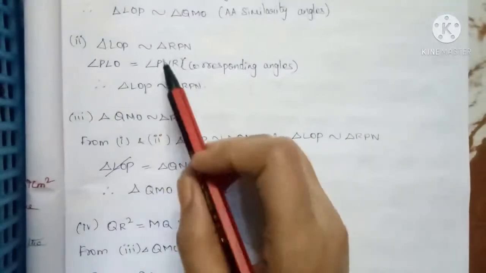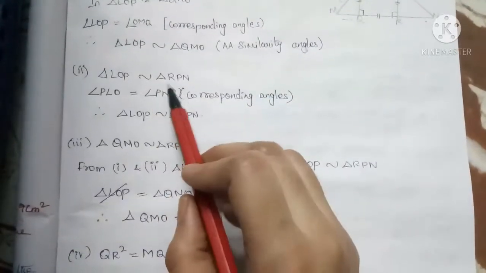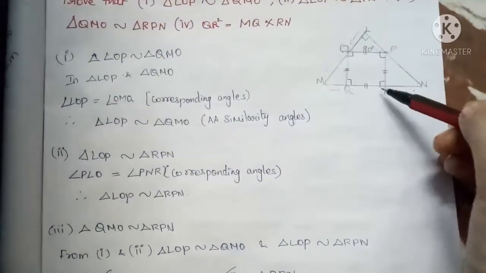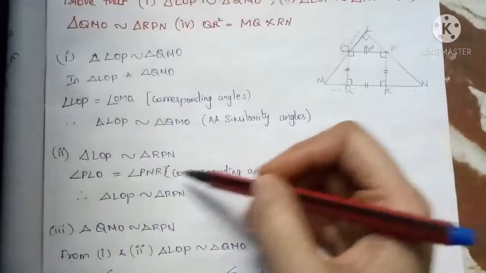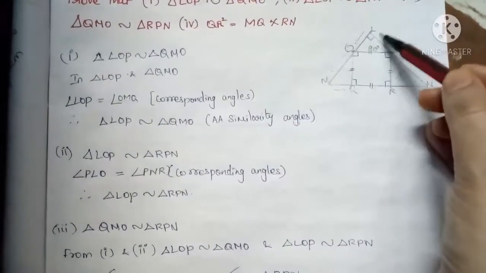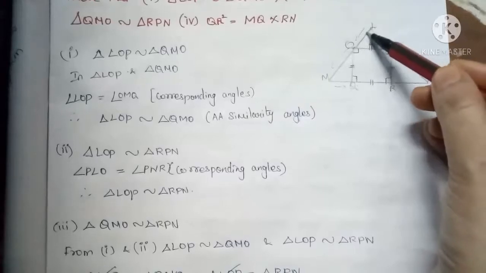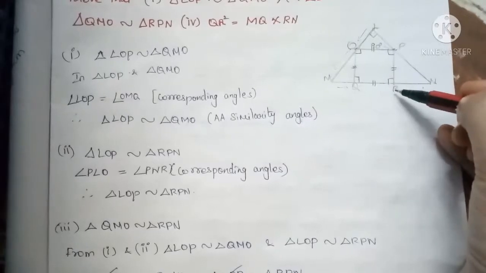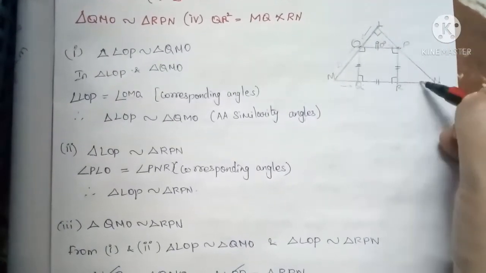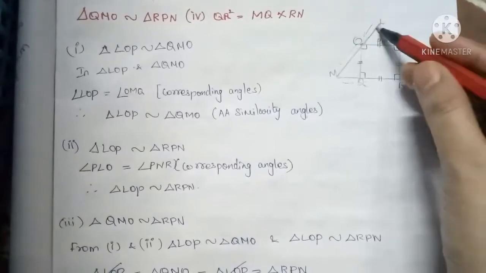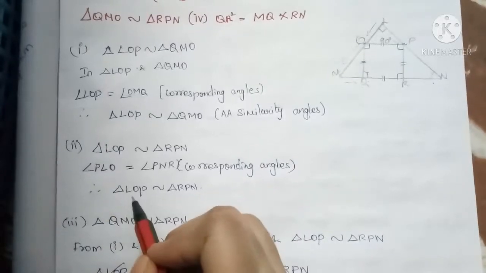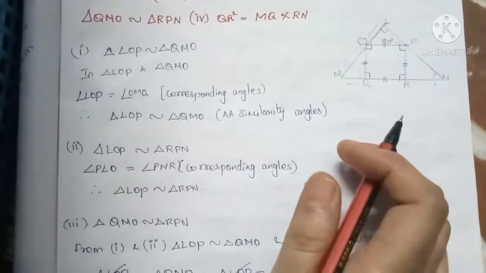Triangle LOP is similar to triangle RPN. Look at the diagram. Triangle LOP is similar to triangle RPN. Then we can write it as LPLO because of our corresponding angles. So the angle should be in between. Is it so? Angle PLO is equal to angle PNR. Here is the angle. So we can write PLO is equal to PNR. AA is the similarity criterion. So we can write LOP is similar to RPN.